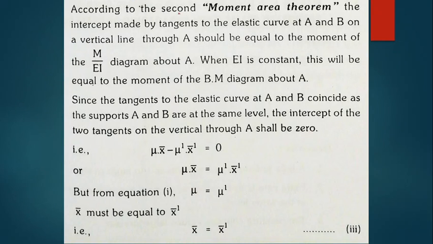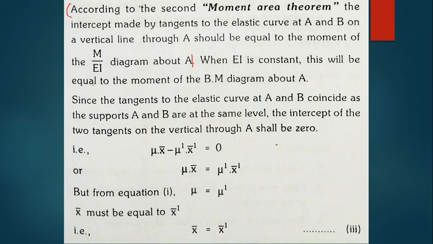And according to the second moment area theorem, the intercept made by the tangent to the elastic curve at A and B on a vertical line through A should be equal to the moment of the M by EI diagram about A. So here the moment area theorem we must have discussed in the topic of deflection of beams. This is actually for deflection. I'll try to explain again.